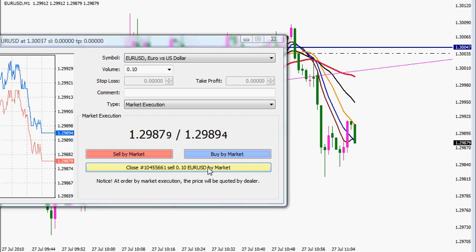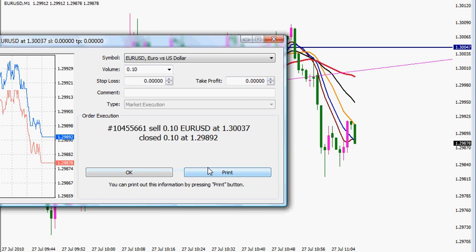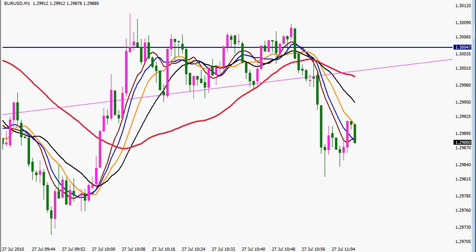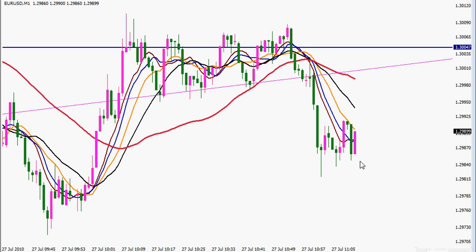Let's close this. And that's the thing about the 1 minute chart. You've got to cut when the market shows you that things are no longer going in your favor. Now, this may continue to fall. I'm not sure. But that's the thing about the 1 minute time frame.